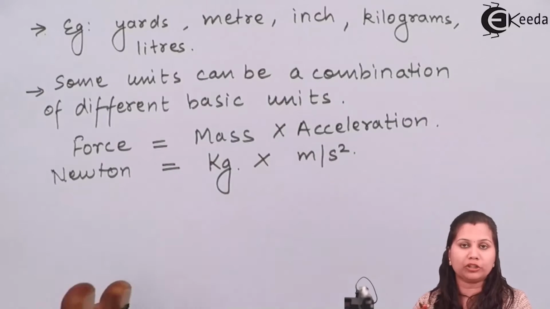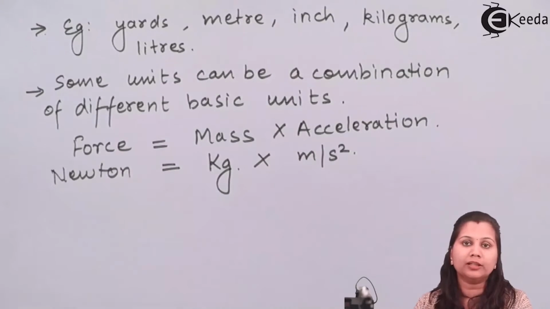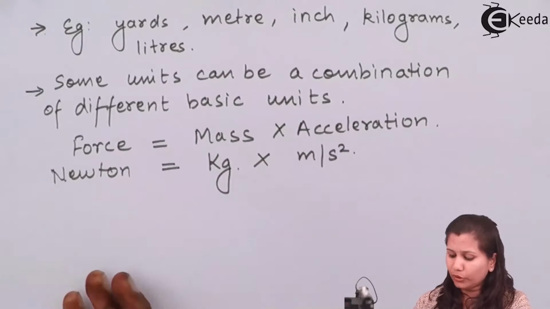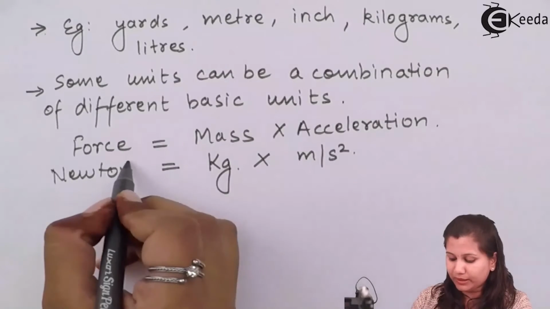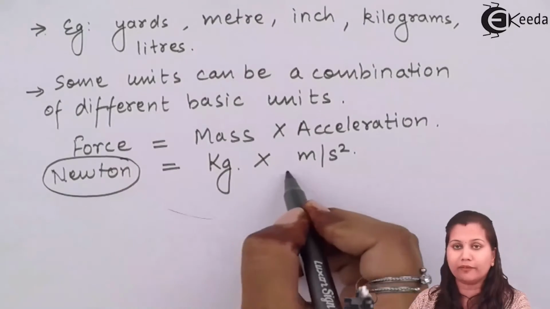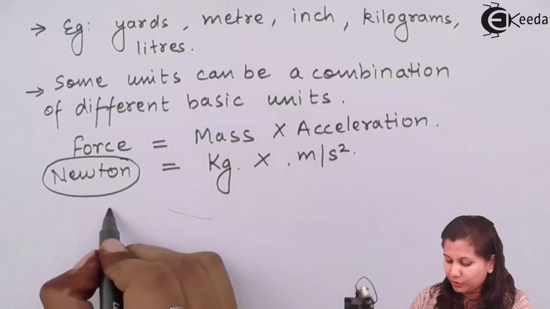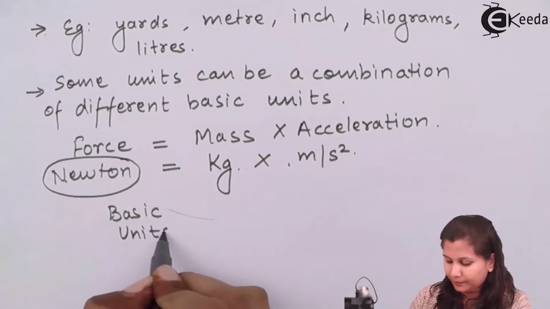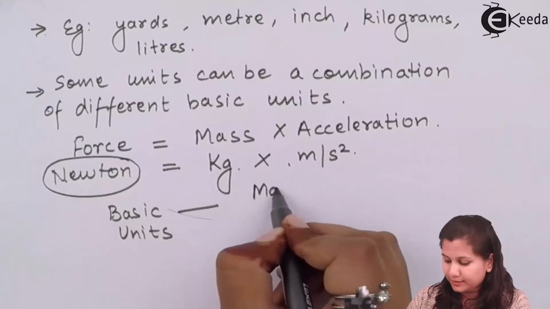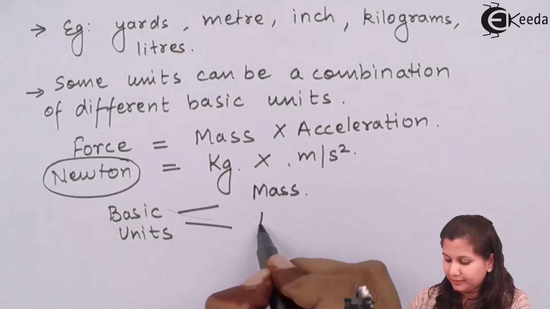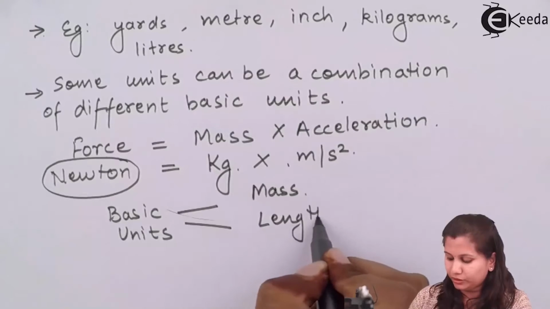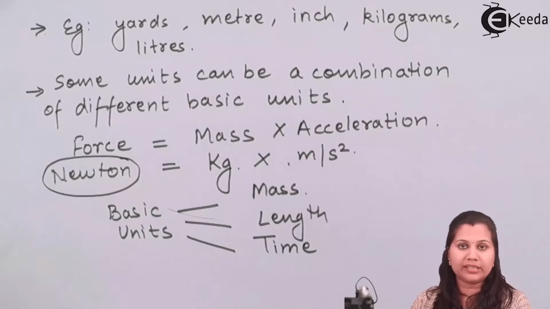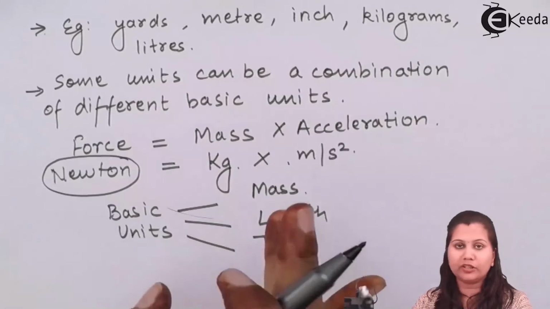So meter is for the length, kilogram is for the mass, and second is for the time. Okay, so there are some units which are expressed as a combination of the basic units. Now basic units are for mass, for length, and for time. So all the other units are expressed in terms of these three units.